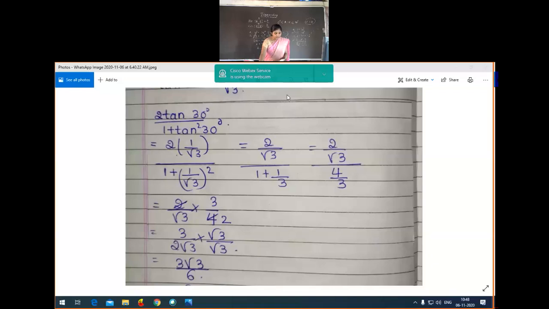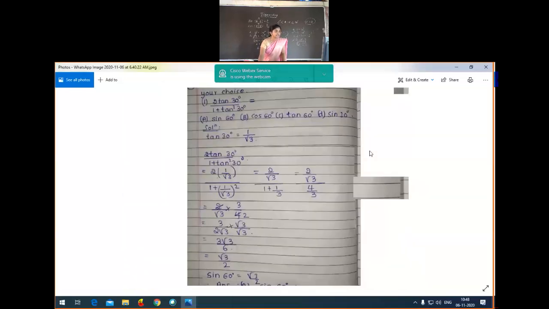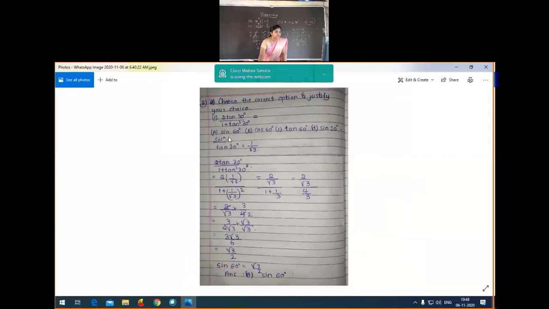Root 3 by 2. See, just open the table. Root 3 by 2. Can you observe that root 3 by 2? Sin 60 degree is root 3 by 2. Then cos 30 degree is root 3 by 2. Right, now sin 60 and cos 30. Let us decide the answer. Sin 60 is given, cos 30 is not given. That's why we have to choose the answer sin 60.